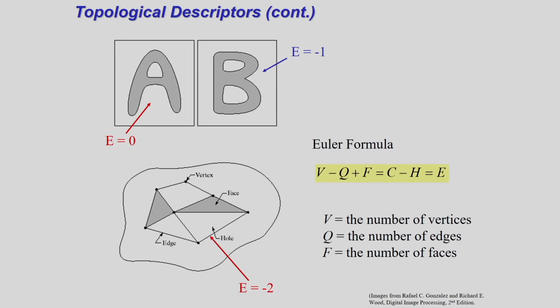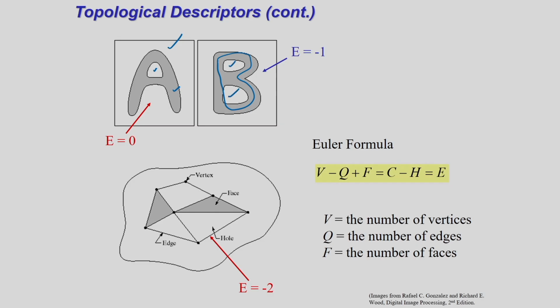Corresponding to this image A, the Euler number will be 0. In this case, the number of connected components is 1 and there is only one hole. This is the hole, and the connected component is 1. So 1 minus 1 is 0. In the second case, the number of connected components is 1, because this is the connected component, if you see, and I have two holes.